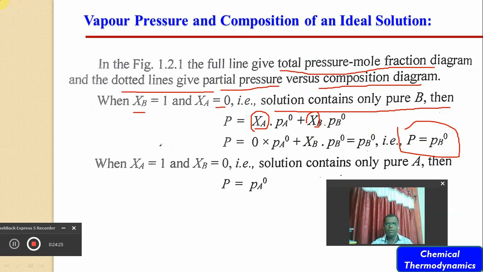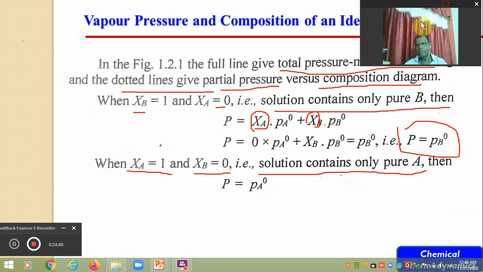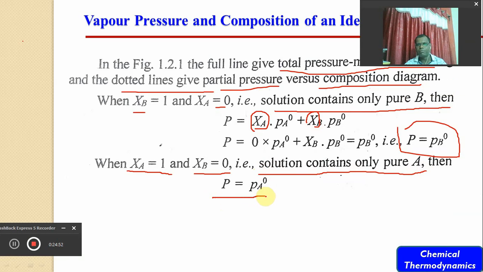In the other condition, where xA is equal to 1, meaning maximum, while the mole fraction of the other liquid B is 0, then the solution will contain only pure component A. In that condition the total vapor pressure of the system will be equal to the partial vapor pressure of liquid A only, because the composition contains only the constituent A, while the constituent B will be 0.